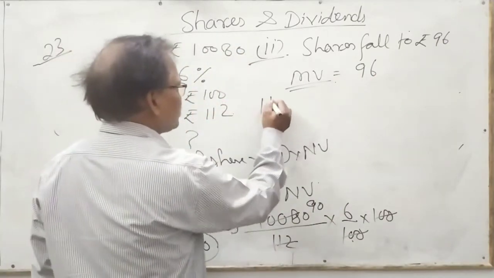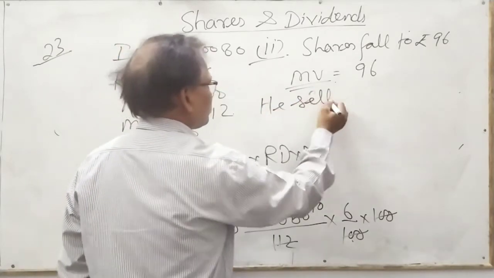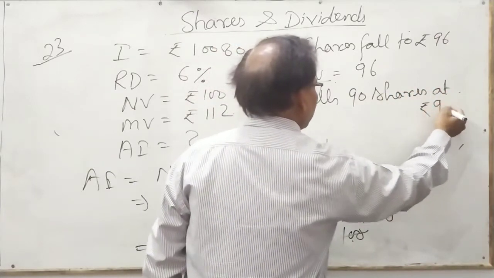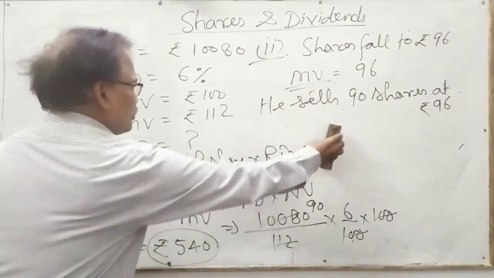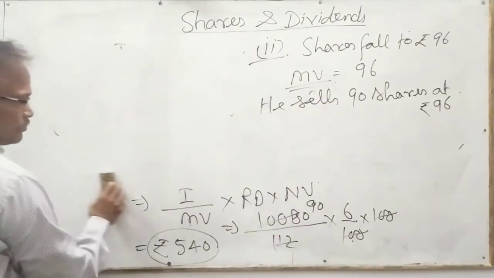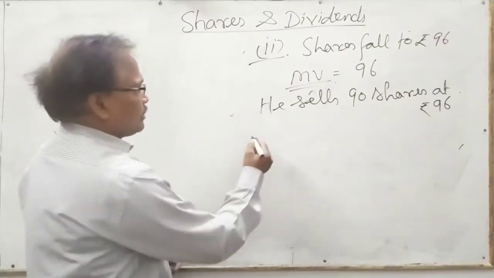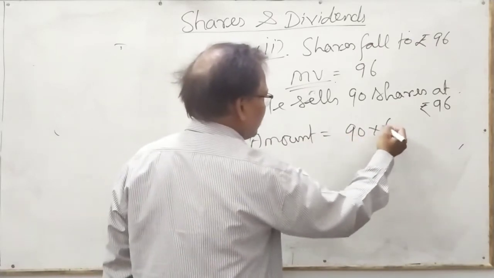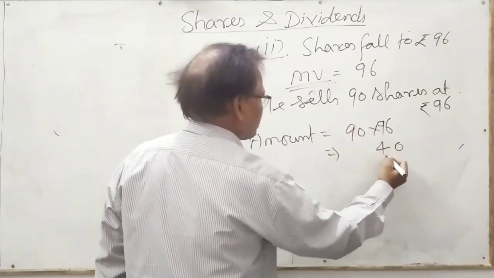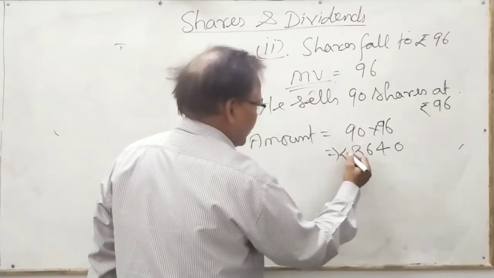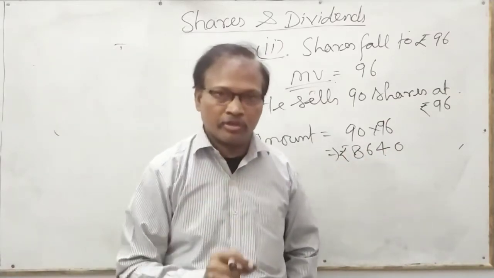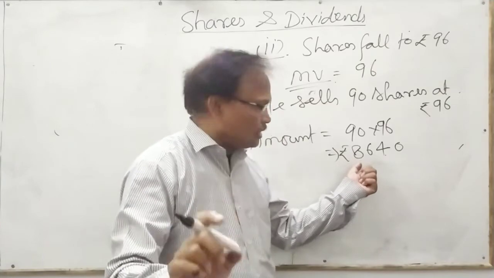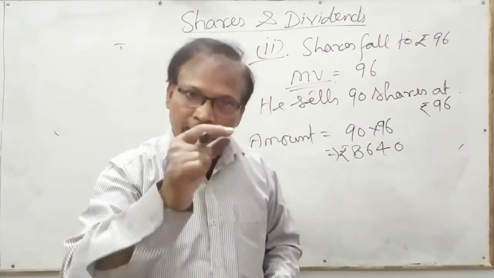So he sells 90 shares at ₹96 each. So what you will get? The amount will be 90 into 96. 8640, he will get this amount. This is called sale proceed. Why? Because now he is investing this much amount in the second type of shares.